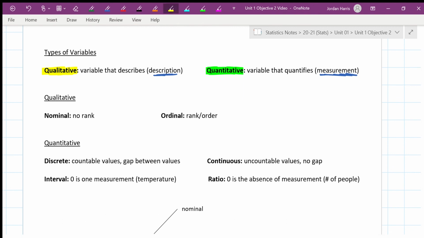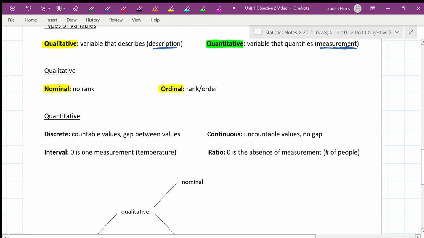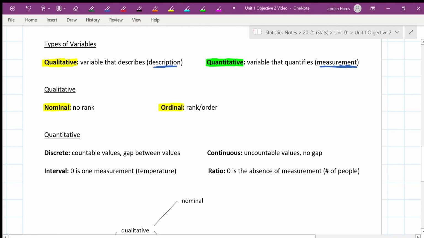Okay. If we have a qualitative variable, we can break it down into nominal or ordinal. Notice my highlighting is corresponding to what type of variable. So we can break down a qualitative variable even more. So we have a variable, it's qualitative. Now we can choose, is that qualitative variable nominal or ordinal? Nominal means no rank. So nominal, no rank. Or is it ordinal? Order. Does it have order? Okay.